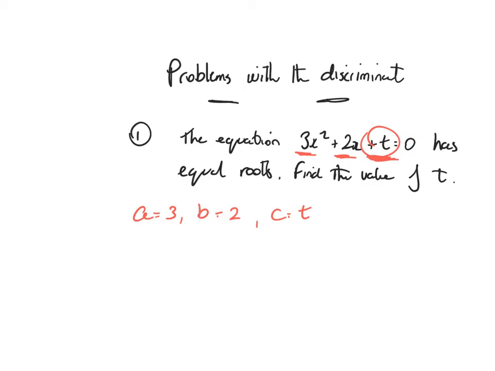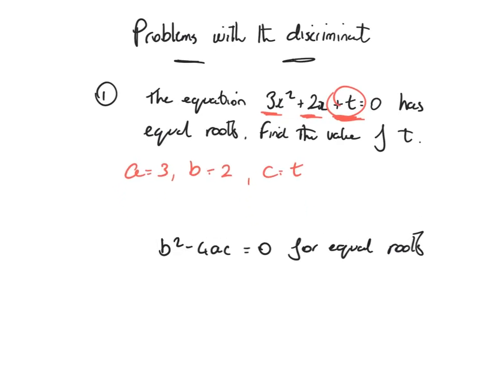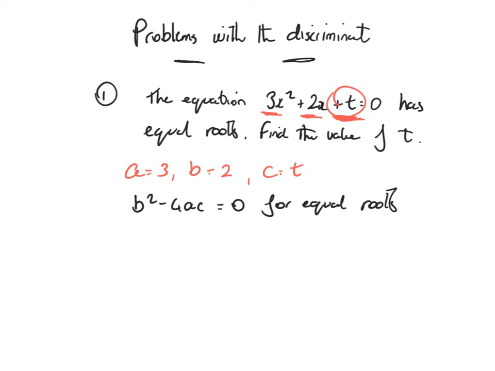Okay, now the next thing that I'm going to put down is a statement to the marker to tell them that I know the condition for equal roots, which is b squared minus 4ac equals 0. And I'm just going to explicitly state that. So b squared minus 4ac equals 0 for equal roots. Now the problem in this question is that I need to identify the value of t.